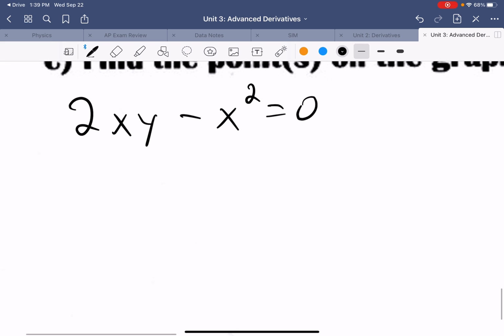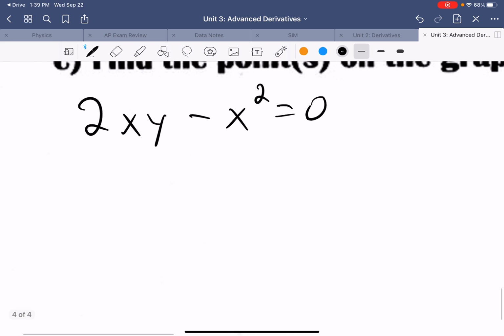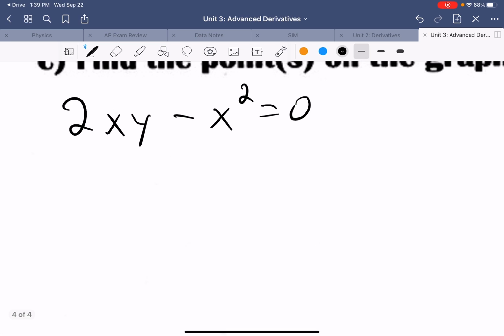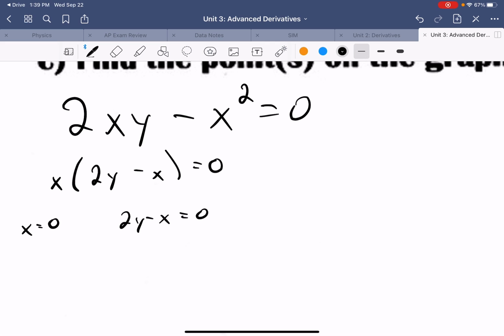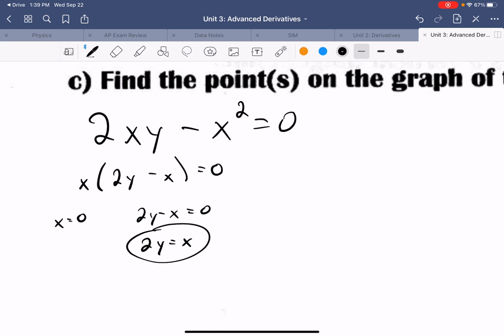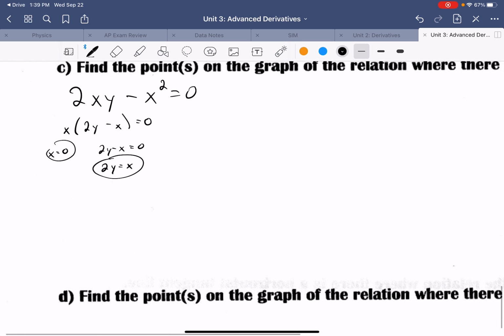So here I have the equation. I want to try to solve for x and for y. Well, I noticed that on the left there's a common factor of x. So I'm going to factor that out. And then we could say, well, x is going to be equal to 0. And then we have 2y minus x equals 0. So that second piece, I'm just going to say 2y equals x. So I've solved that for x. So I've got two possibilities here, and I need to go through and check both of these.